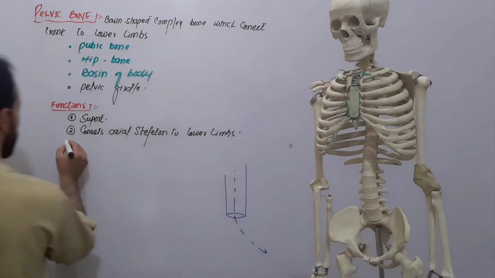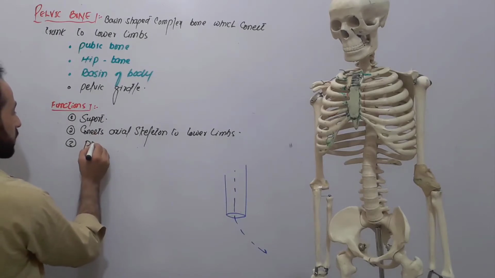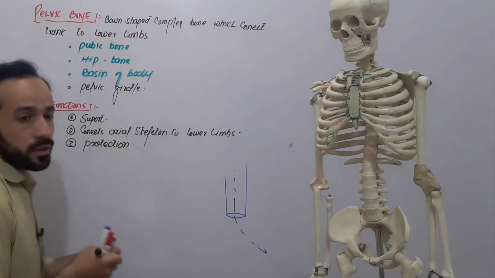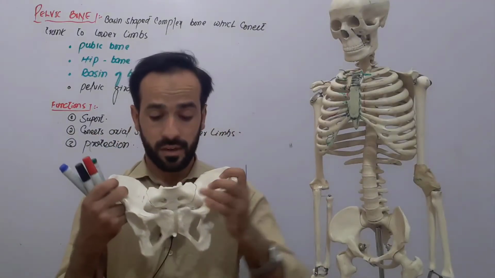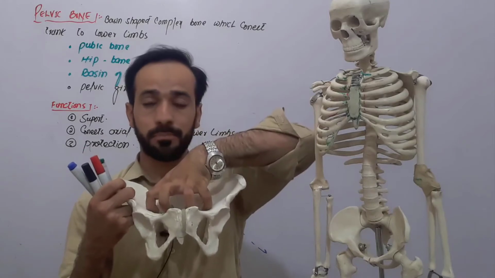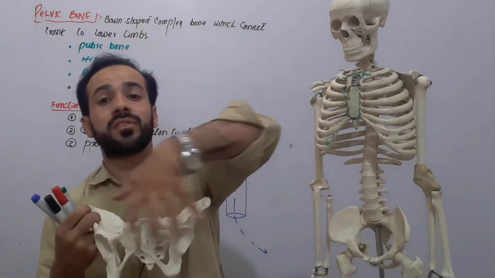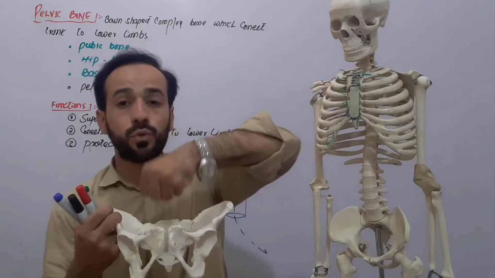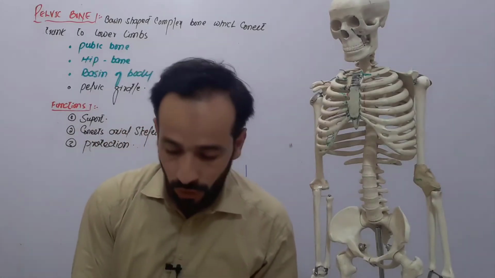This is the function. Now the third function of this pelvic bone is that it performs protection. It protects your different viscera. How? Your different abdominal viscera, or we will say different pelvic viscera, are located in your pelvic region. So this bone, along with its certain ligaments, surrounds those different viscera which are present in your pelvic cavity, and those organs are well protected here. So we said they perform the function of protection.